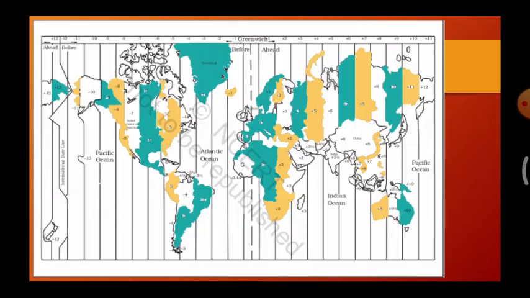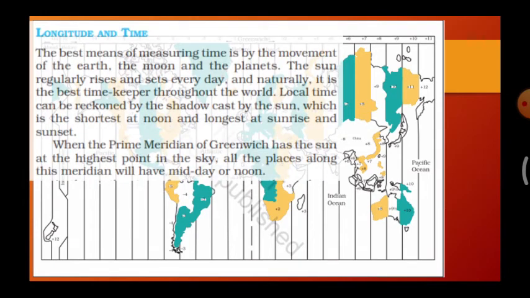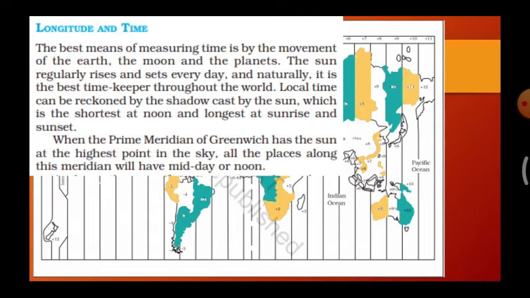Okay children, so see the picture of Greenwich which they have mentioned. So like this they have divided. This is the Greenwich map, longitudes and time. The Greenwich map is used for calculating times. The best means of measuring time is by the movement of the earth. The moon, the planets and the sun regularly rise and set every day. And naturally, it is the best timekeeper throughout the world.